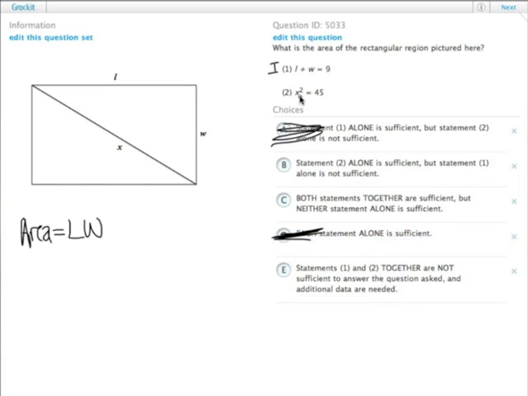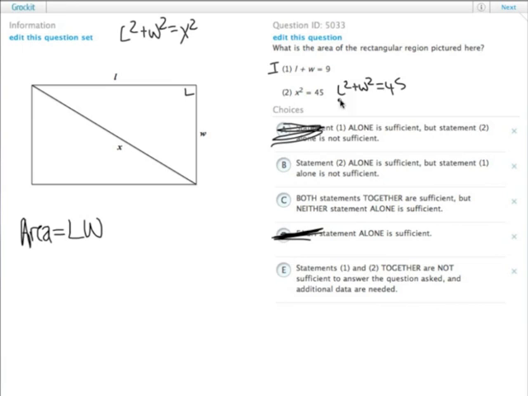Statement 2 tells us x squared equals 45. And we can use the Pythagorean theorem here since it's a rectangle. That's a right triangle. So L squared plus W squared will equal x squared. So we know that L squared plus W squared equals 45.